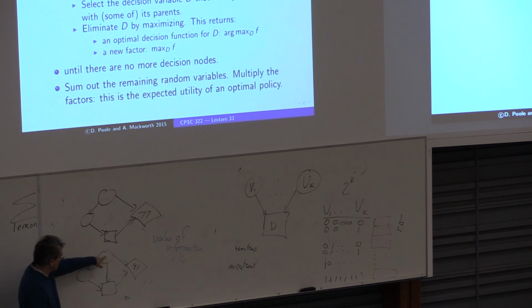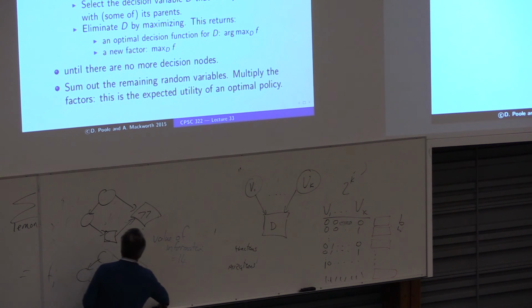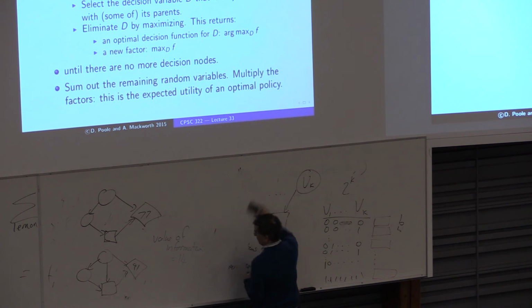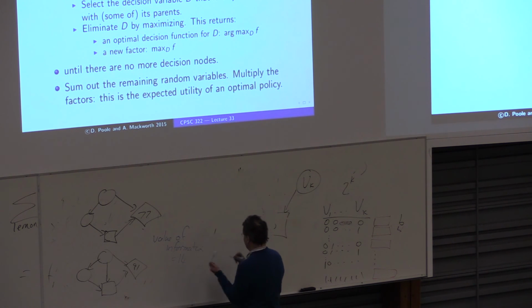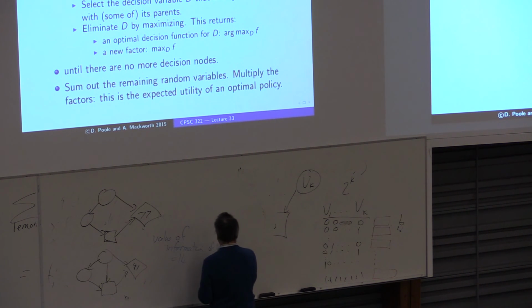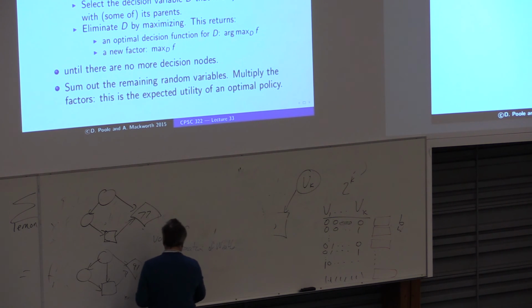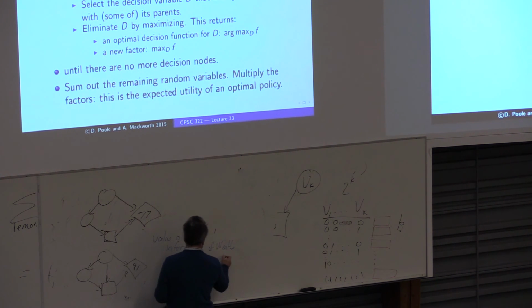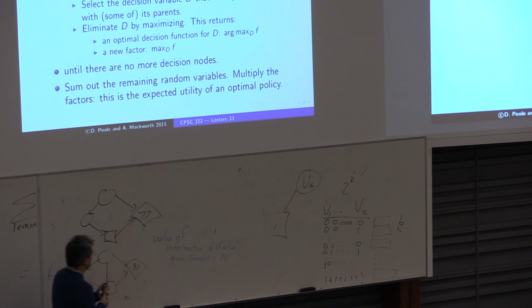Right. If I knew the weather, then what's the value of the forecast? So if I have this network, what's the value of the information of weather given forecast? It is 14. What is the value of this network?